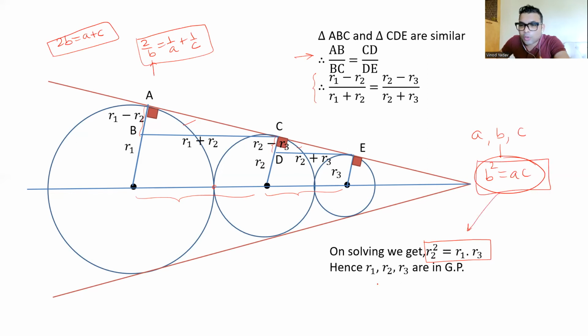So R1, R2, R3 are in GP. So whenever you see such a situation, exactly the same situation, the radius of the first circle, second circle, and third circle will all be in geometric progression. Then the sum becomes very easy to solve very fast. All right. Okay. Cool.